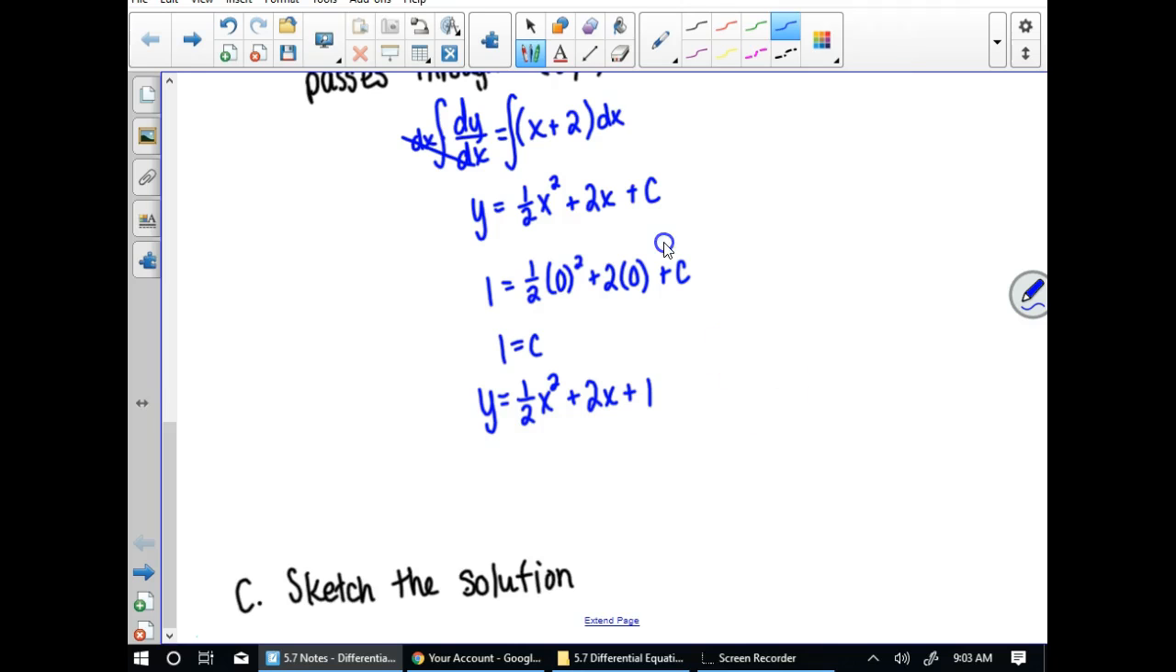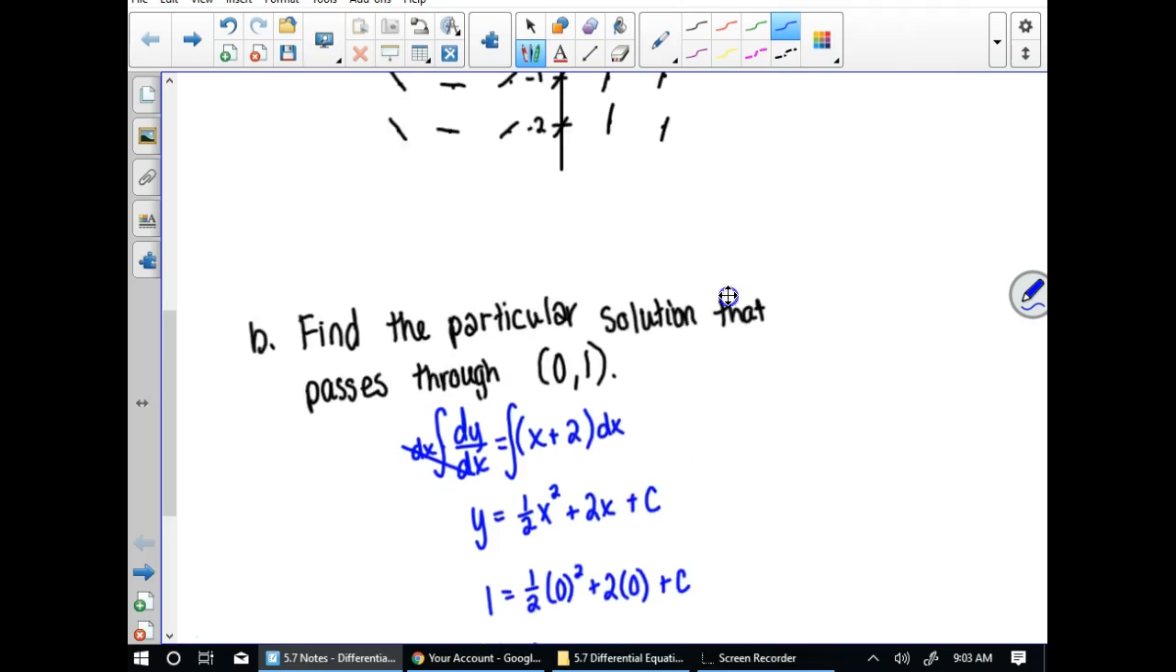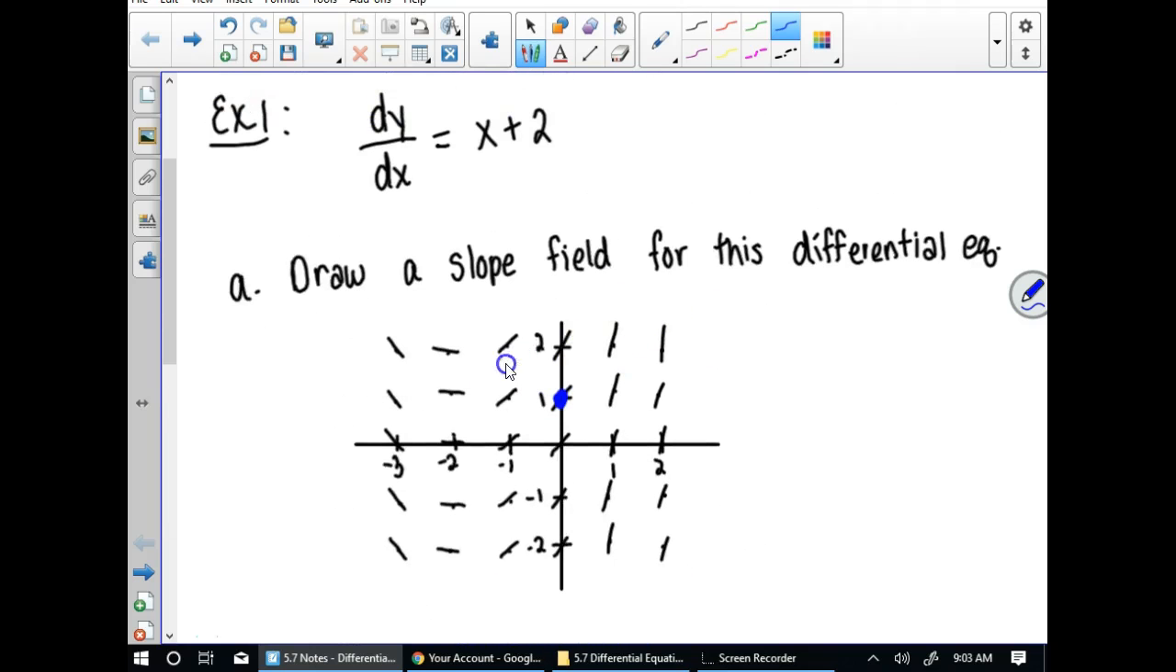So when we have to sketch the solution, if we go back up to our slope field, we know that that quadratic has to pass through the point 0, 1, because it told us that, plus it's part of our equation.